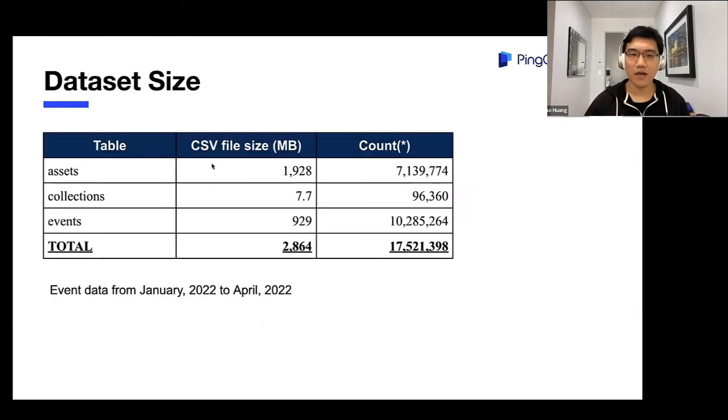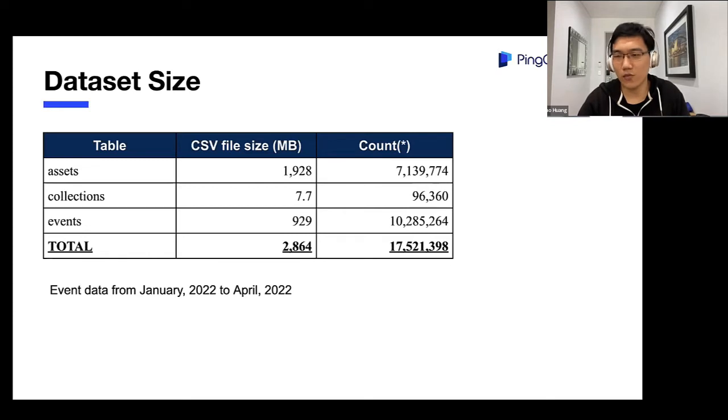Okay, finally, the dataset size. The dataset is only a bit less than 3 gigabytes. We use a very small dataset because, firstly, due to the limitation of the OpenSea API, we can only send 4 queries per second to it. So it already took us a long time to get this data. And secondly, we will have a hands-on workshop later on.